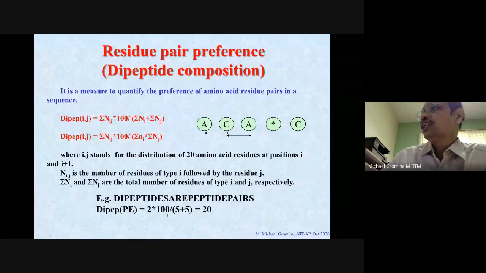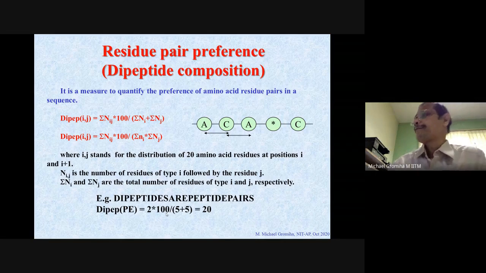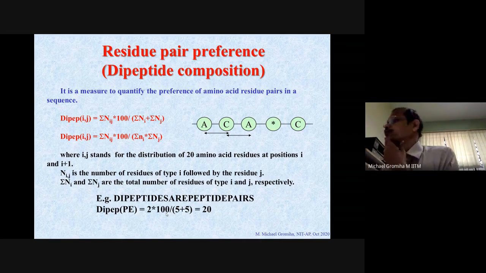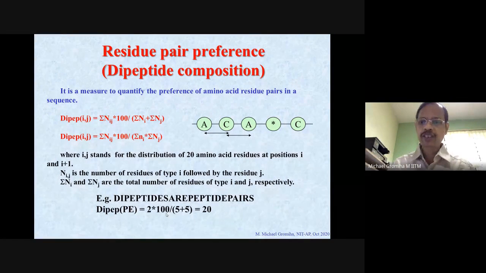So can you calculate the residue pair preference for PE? Or you can put EP, okay? Can you calculate this for EP? It's not the P, you can calculate this. Can you calculate the pair preference for EP?